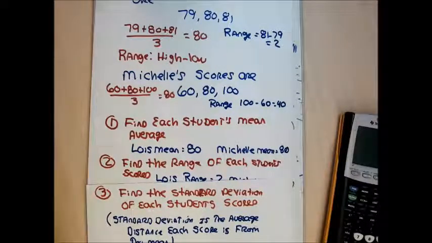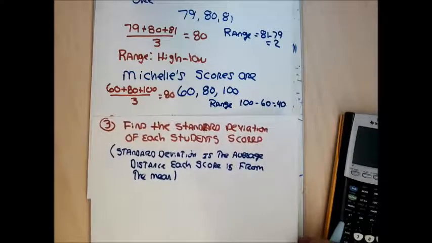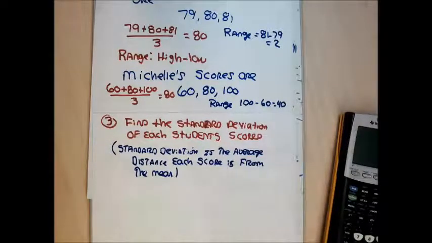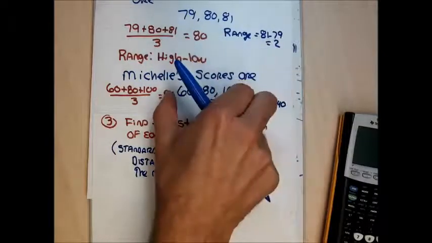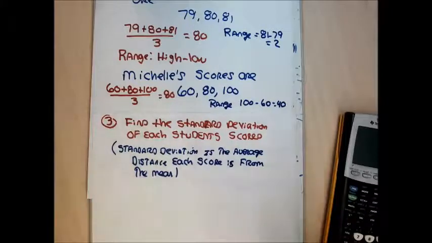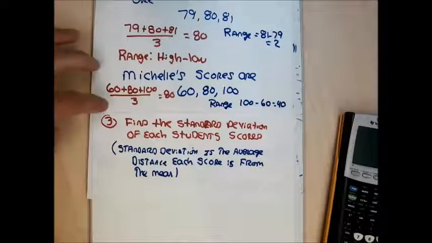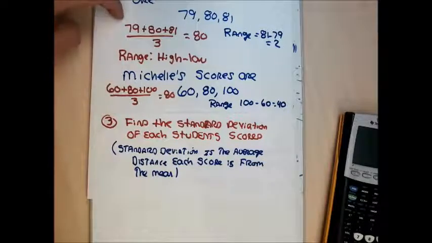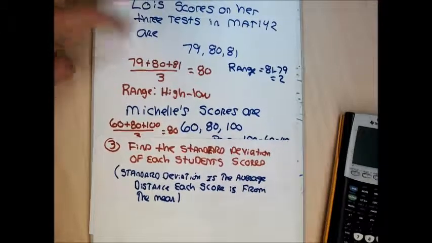Let me show you how to do this on your calculator first, and that's all you're going to be responsible for. And then I'll show you in a bit how to do it by hand. But because Michelle's scores are wider, more varied than Lois's scores, even though they have the same average of 80, I'll expect the standard deviation of Michelle's scores to be larger than the standard deviation of Lois's scores.